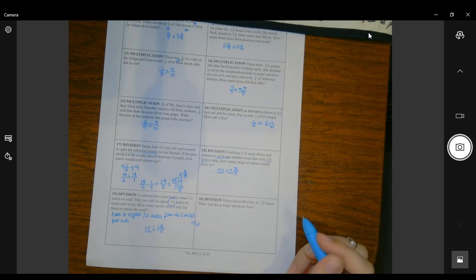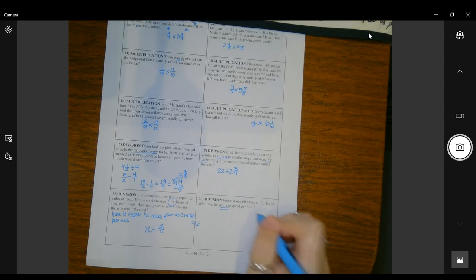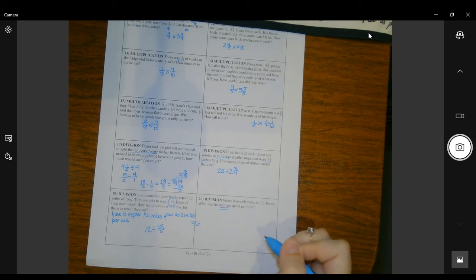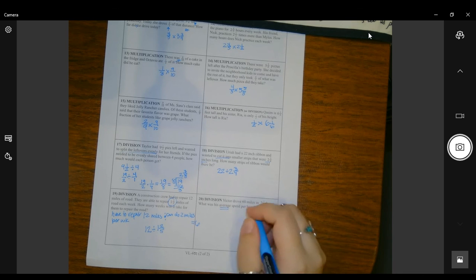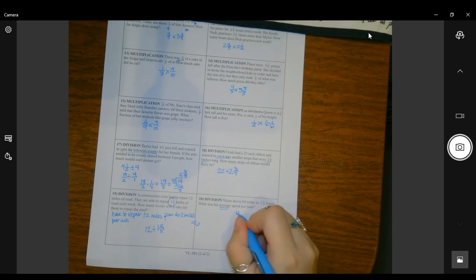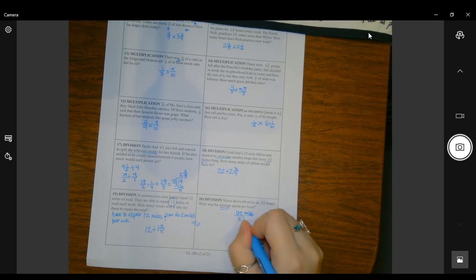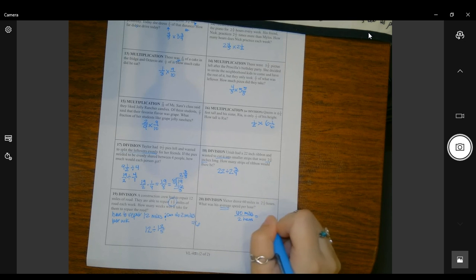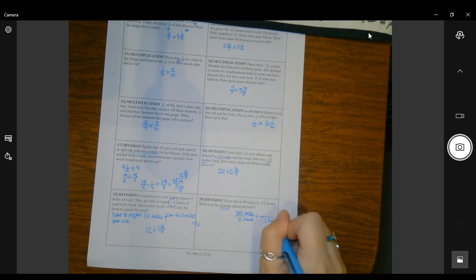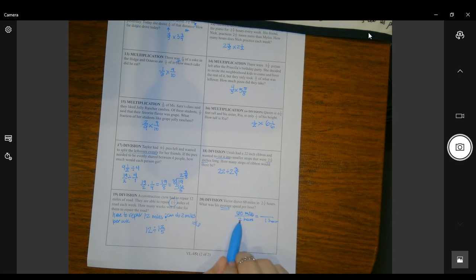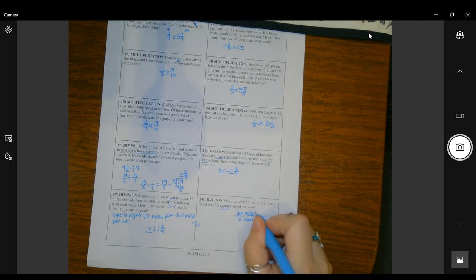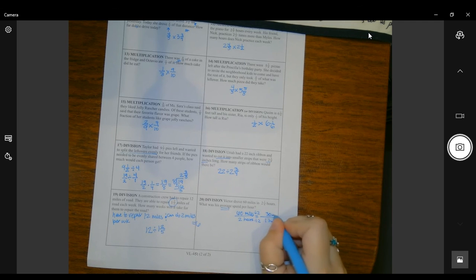Okay, last one. It says Victor drove 60 miles in 2 1/4 hours. What was his average speed per hour? What do you think? Well, let's make it an easy number. Okay, if you can go 60 miles in 2 hours and you want to know the average speed in 1 hour, well, think to yourself, how did you get from 2 to 1? Well, you divided by 2. So then divide this by 2 and you get 30 miles.